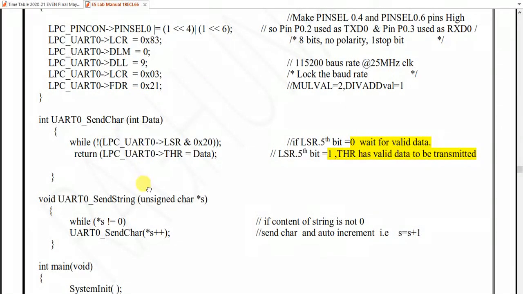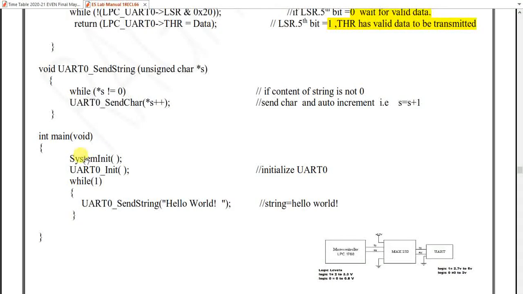Next, in the main program, what is there? First, you have to initialize SystemInit. I think this is capital, S is capital, I is capital, because all these functions are written in the startup file of the LPC1768 header file. So you have to use the same line. Sometimes even if you remove this SystemInit, it will work. Okay, this is an optional line I think. SystemInit you have to do.